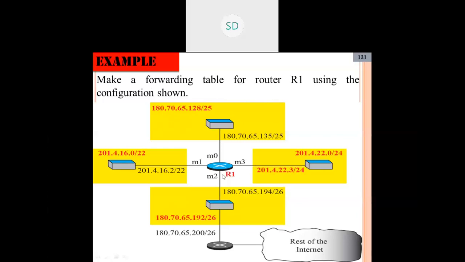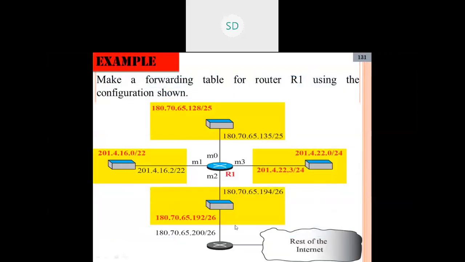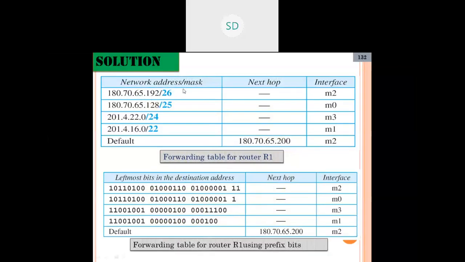So how are we going to do this? First, you have to list out the addresses given. All the addresses should be written first, in descending order of masking. Start from 26, next 25, next 24, next 22. The address of each host will be written here, that is the network address along with the slash mask, which indicates the masking. Along with that, the next hop will be initially blank, as it is not known.